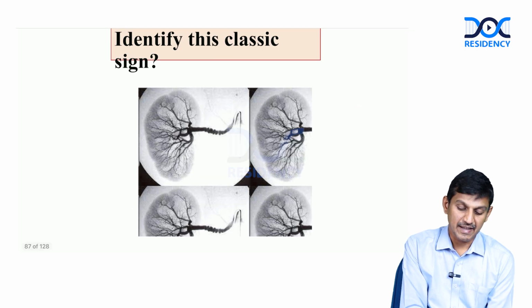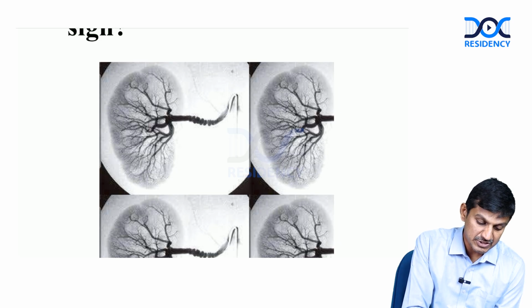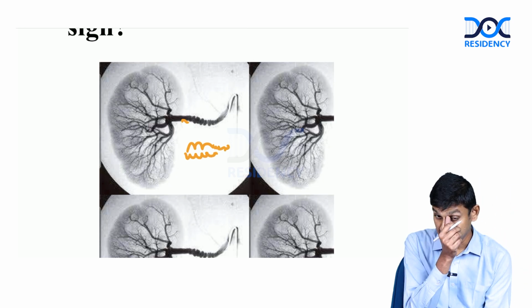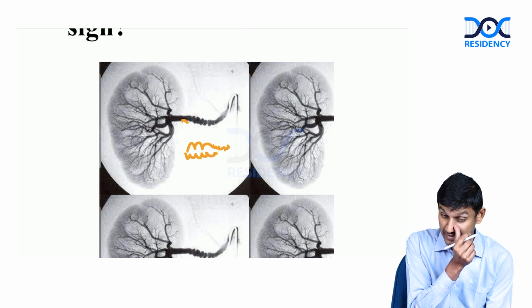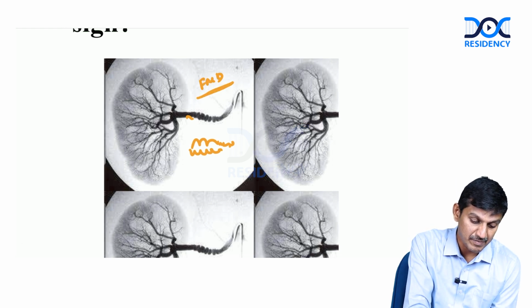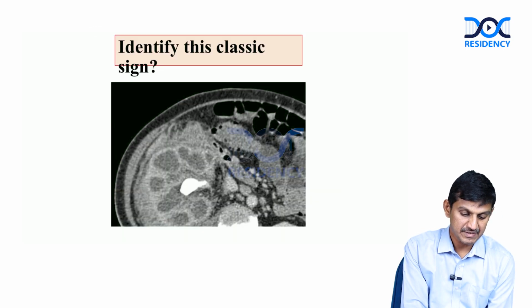So identify this classical sign. This is a case of a direct renal angiogram, where you see a string of beads appearance. There is narrowing in the renal artery. This patient presented with refractory hypertension, not responding to regular drugs. This is a case of fibromuscular dysplasia, causing renal artery stenosis.